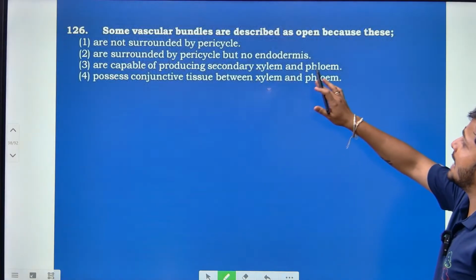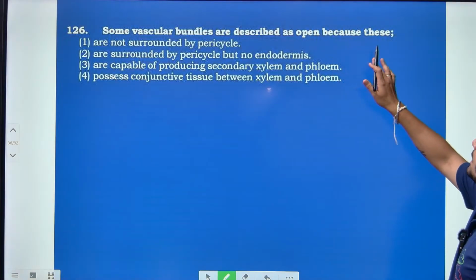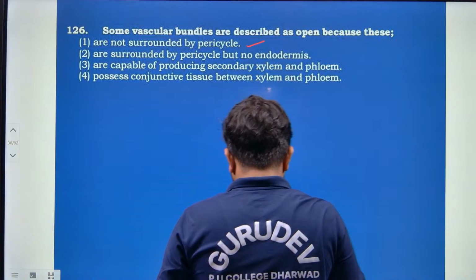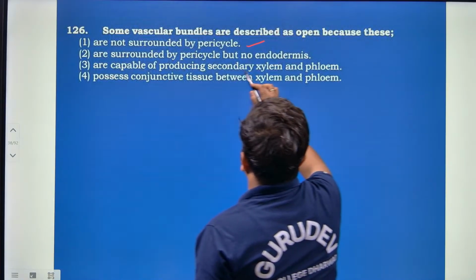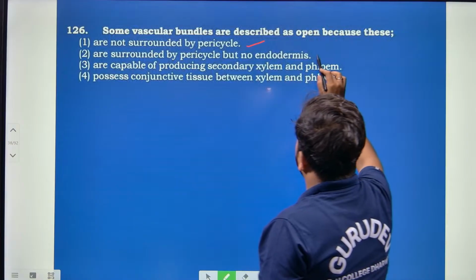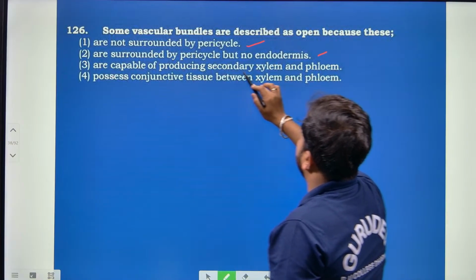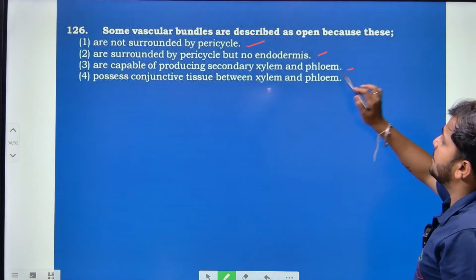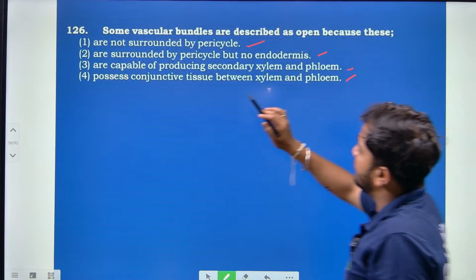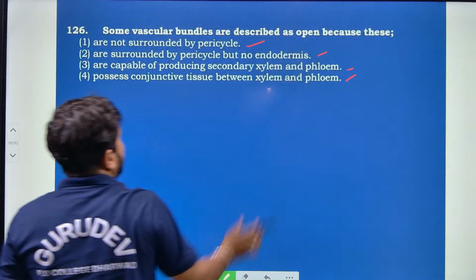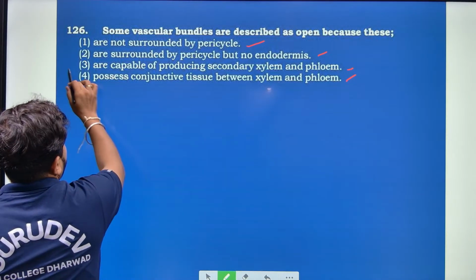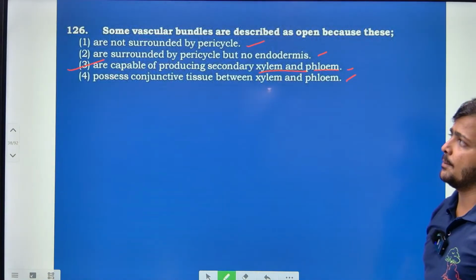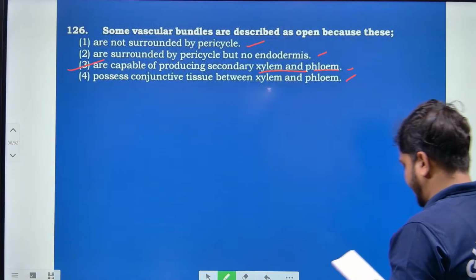Some vascular bundles are described as open because these are not surrounded by pericycle, right? Then these are surrounded by pericycle but no endodermis, are capable of producing secondary xylem and phloem, and possess conjunctive tissue between the xylem and phloem. Some vascular bundles are described as open because they are capable of producing secondary xylem as well as secondary phloem. So here option 3 is correct.